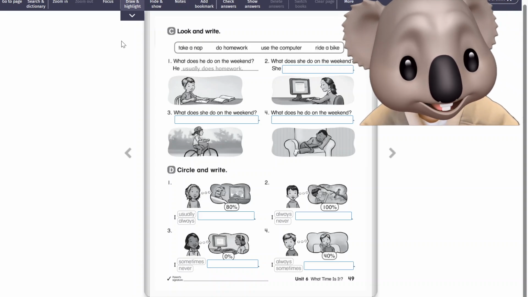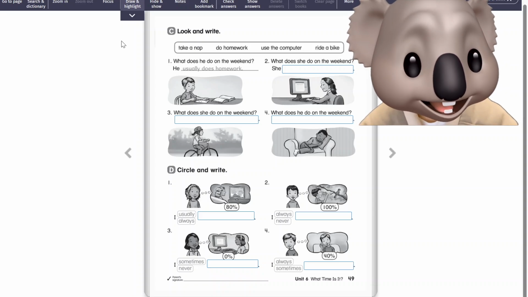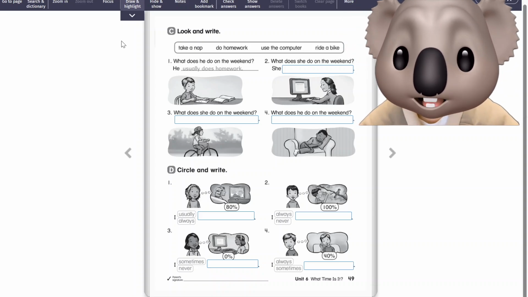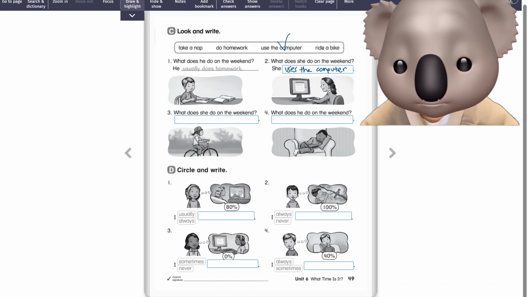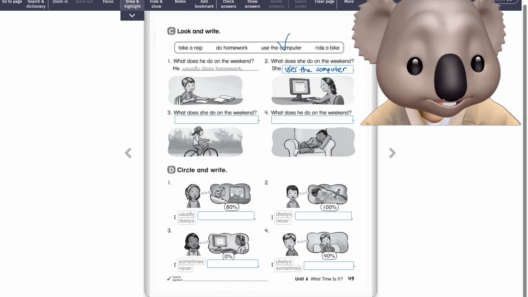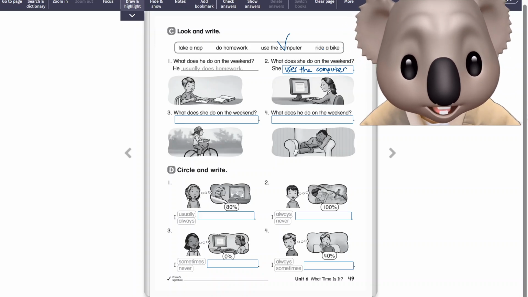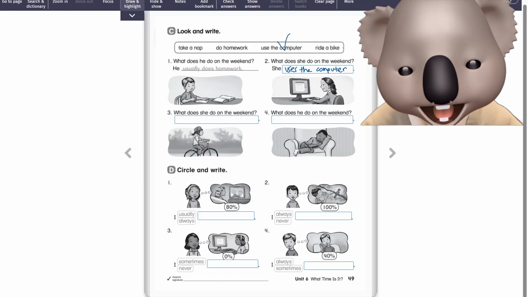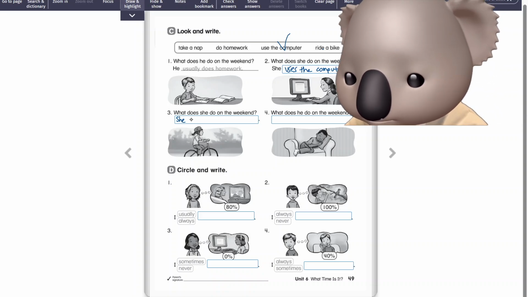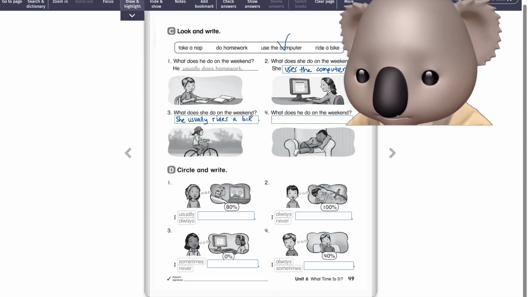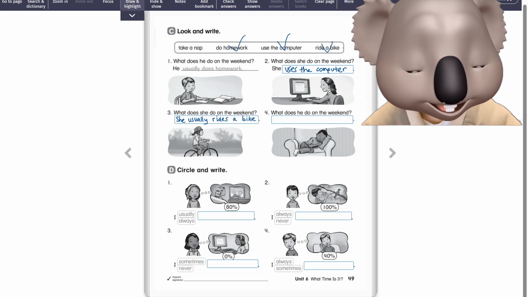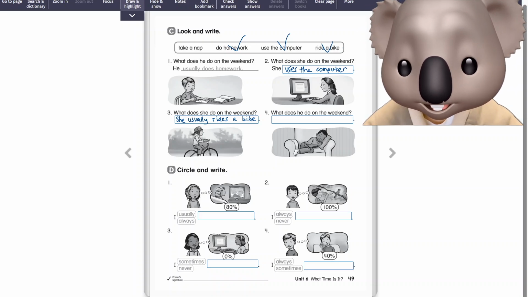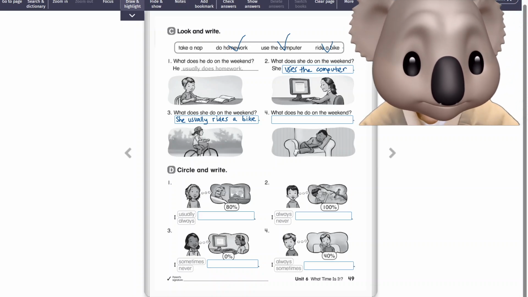Remember, when we have he, she, or it, we need to add an S to our verbs. use 아니고요. uses. Very good. In number 3, what does she do on the weekend? She usually rides a bike. And last, number 4, what does he do on the weekend? He usually takes a nap. Great job.